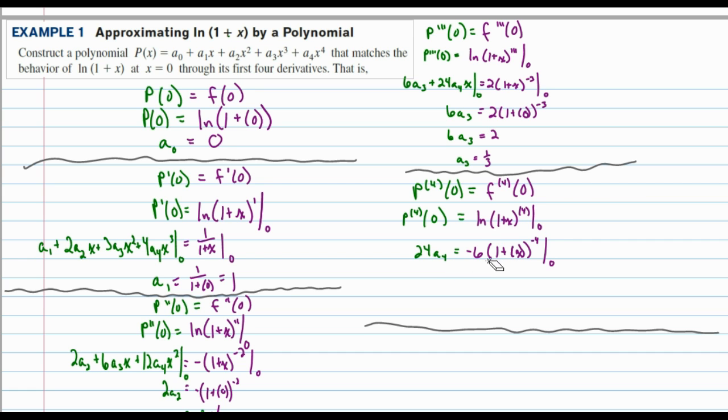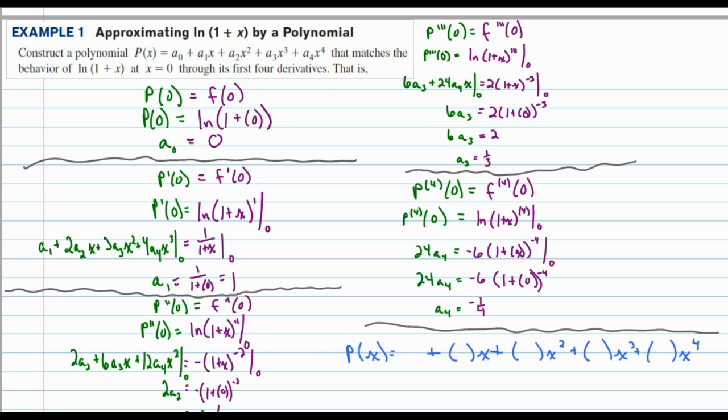And then the fourth derivative of the natural log of 1 plus x is going to be -6 parentheses 1 plus x to the -4th. Plug in 0, solve for a sub 4, and I get a sub 4 equals -1/4. So now we can create this polynomial. We found all of the coefficients.